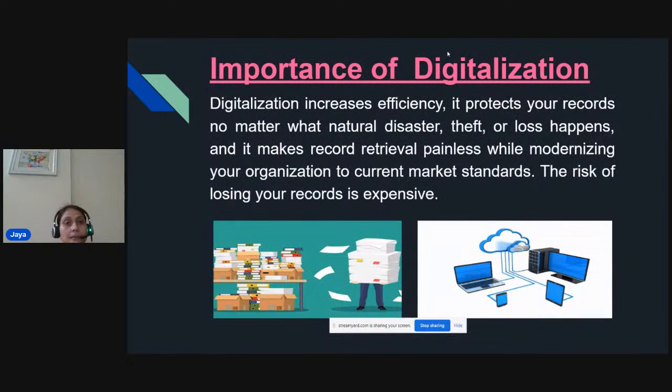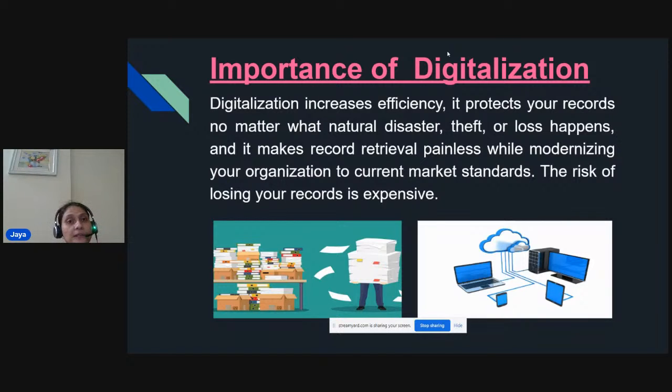Now, my next slide comprises the importance of digitalization. When we are talking about the importance of digitalization, two points come to my mind. First, how do we increase efficiency while using the digital tool in a business model? So how does digitalization increase the efficiency?